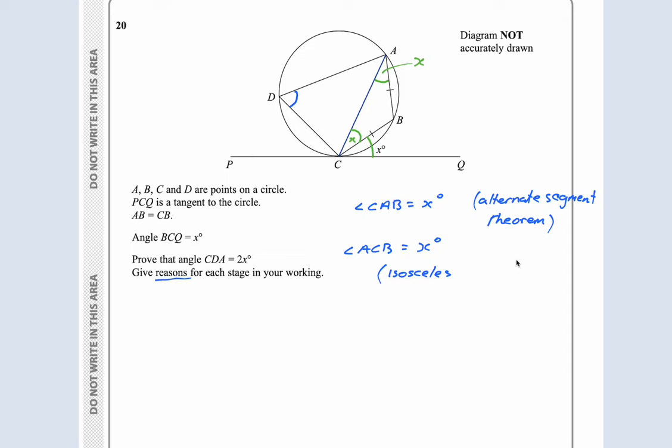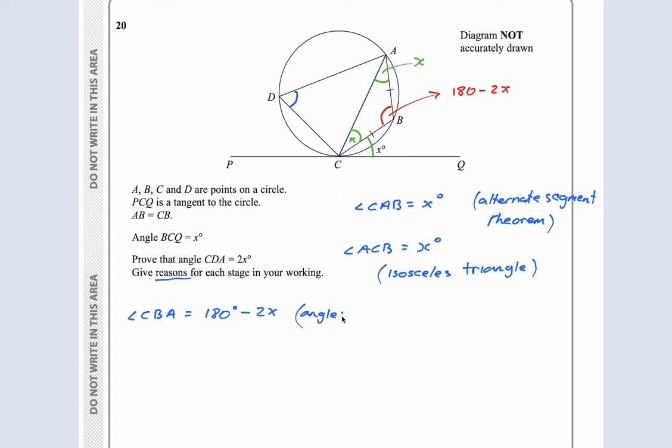Isosceles, I hope that's spelled correctly, isosceles triangle. That'll do for my reason. And then I can say this angle here has to be 180 minus 2x, because, so let's write that down, angle CBA equals 180 degrees minus 2x in brackets.